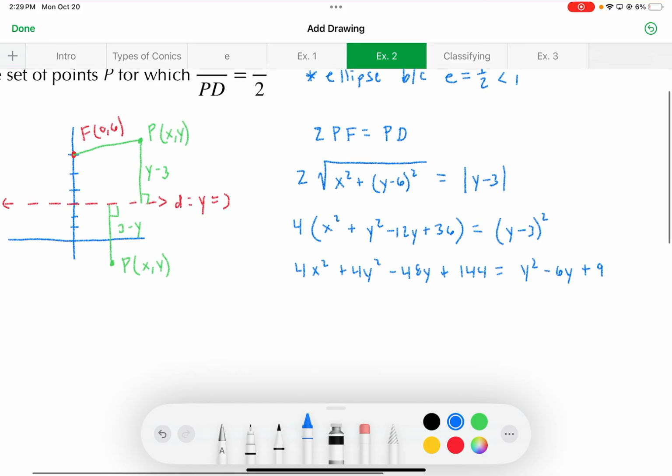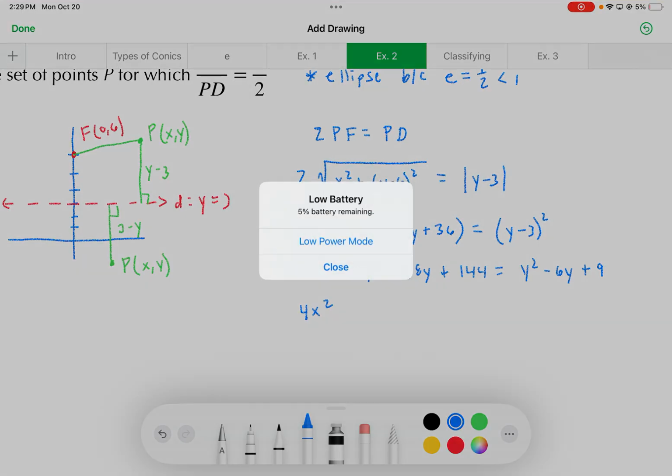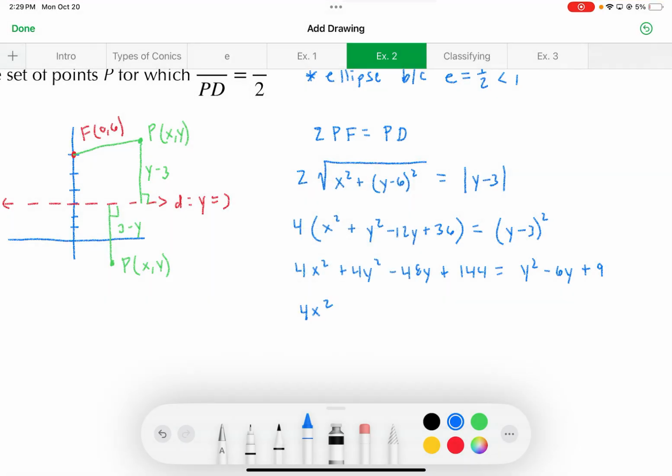Okay, I'm going to move everything to one side except for the constants. So let's see, I got 4x squared. If I subtract y squared over, I'm going to get a 3y squared. Add 6y over, I'll get a negative 42y. Subtract 144 over, 9 minus that would be negative 135.